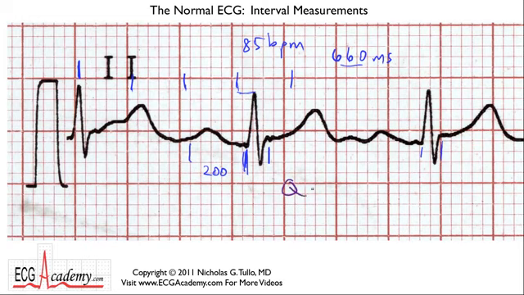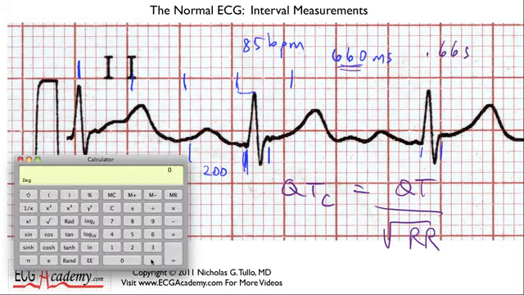So remember, the QTc is equal to the QT over the square root of the R to R in seconds. We have 660 milliseconds, so that comes out to 0.66 seconds. So we take the R to R in seconds, which is 0.66, take the square root of that, 1 over that number, times the QT that we measured, which we said was 350 milliseconds, and that gives you 430, which is pretty normal.